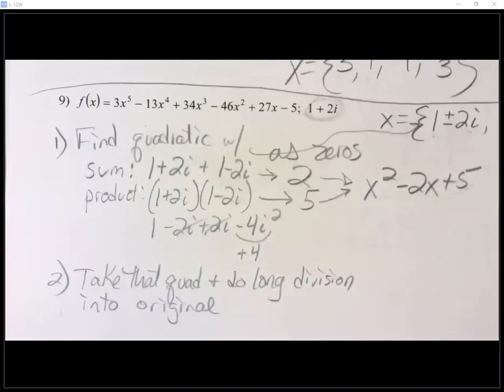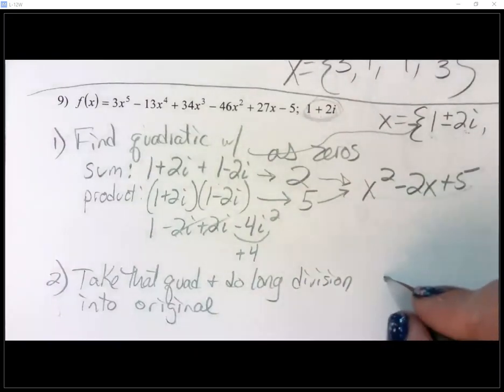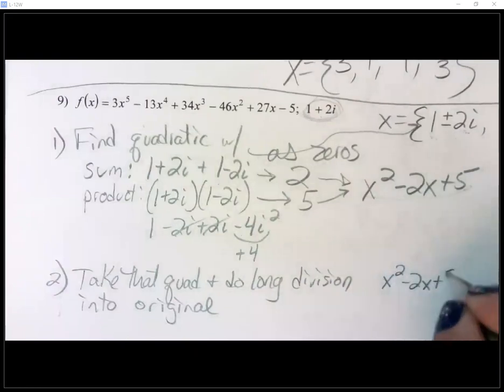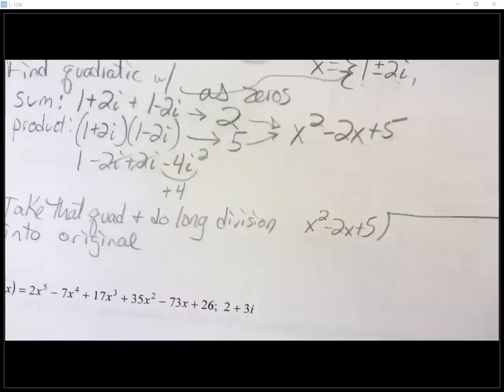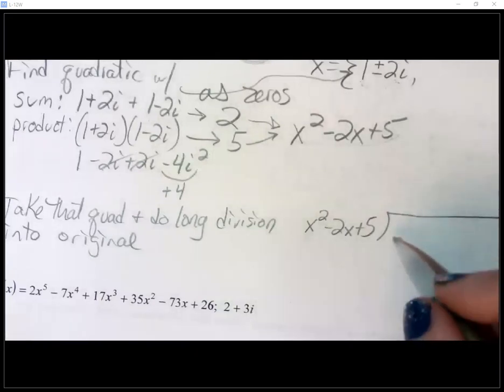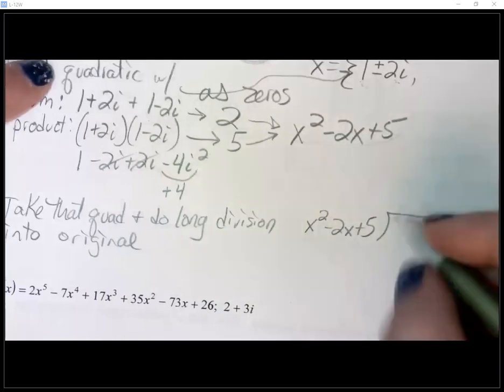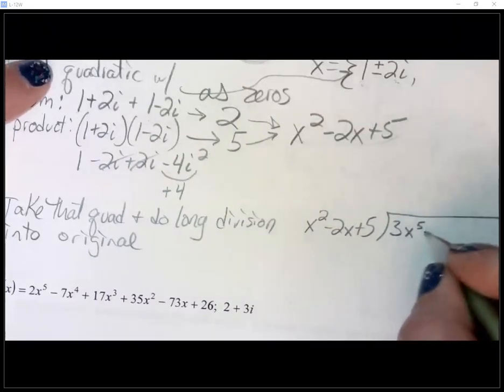Okay, you ready, spaghetti? You guys have got this. Don't fret. So we're gonna do x squared minus 2x plus 5, into 3x to the 5th minus 13x to the 4th.